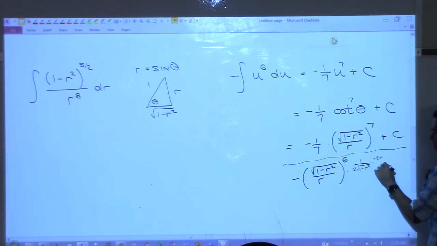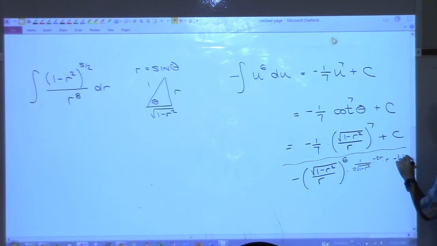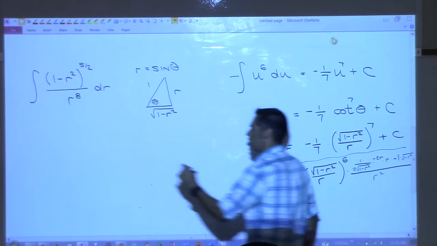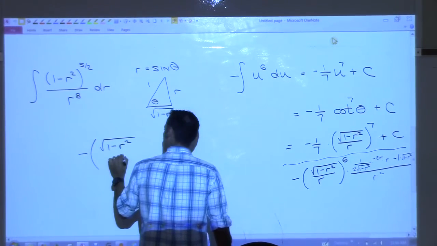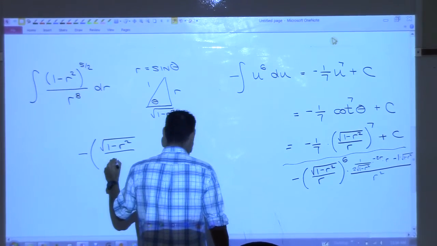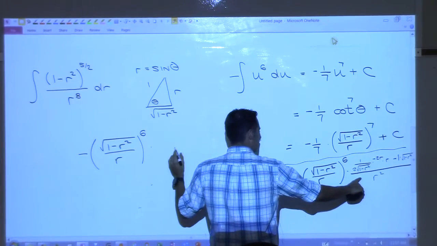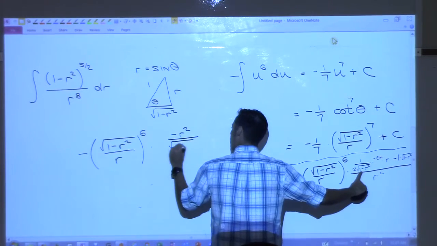So that's derivative of top times the bottom, which is r, minus the derivative of the bottom, 1, times the top, square root of 1 minus r squared. I know I'm writing really small, but all over the bottom squared, so r squared. Okay, so this is negative square root of 1 minus r squared. Yeah, I'll just keep it like that. Over r to the 6th times negative r squared over the square root of 1 minus r squared.